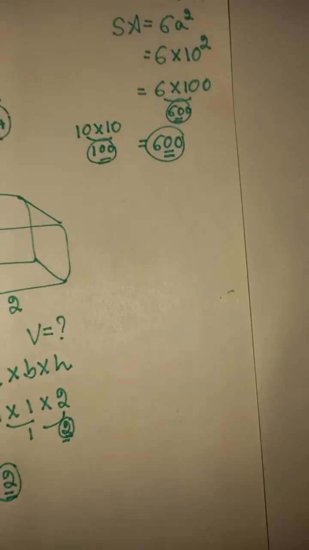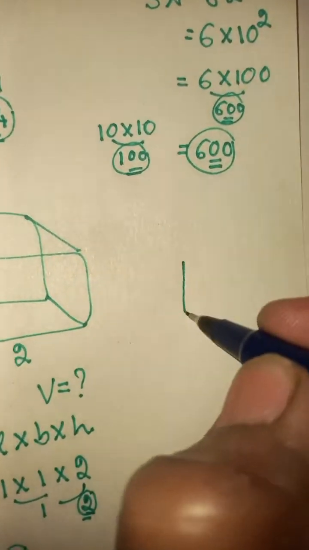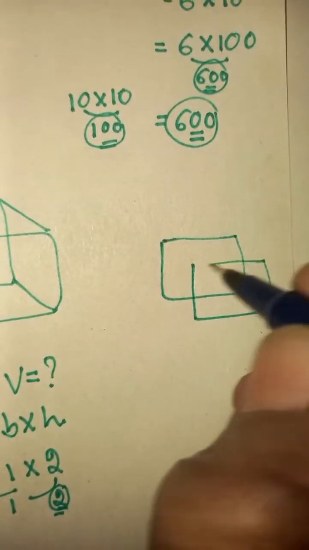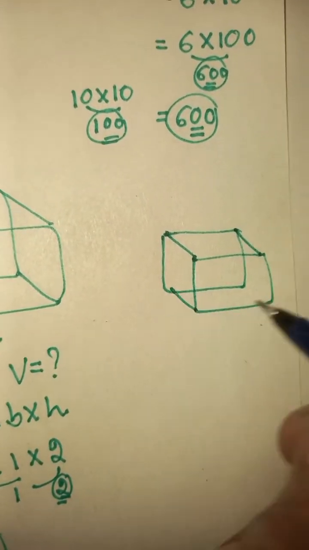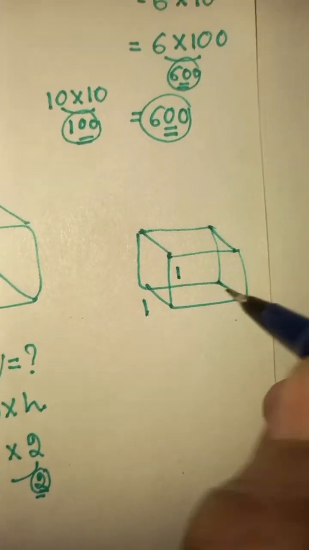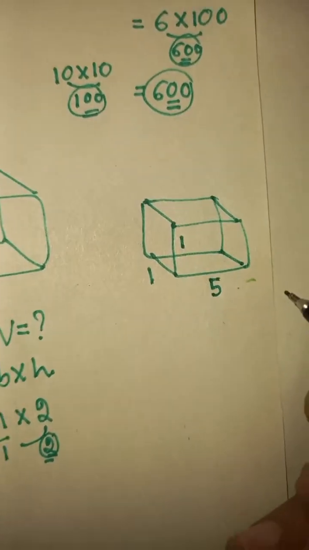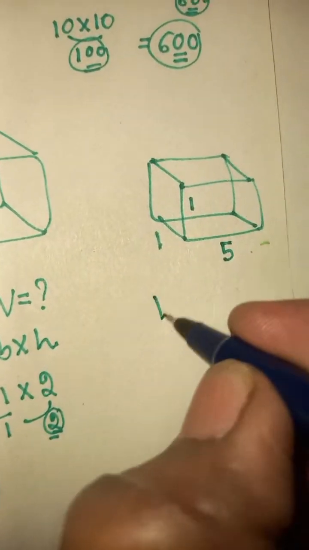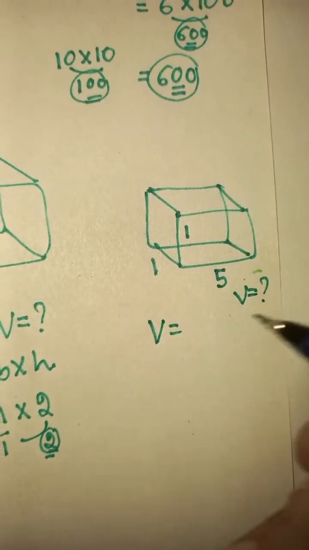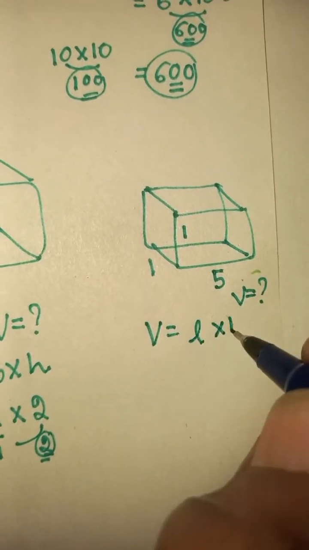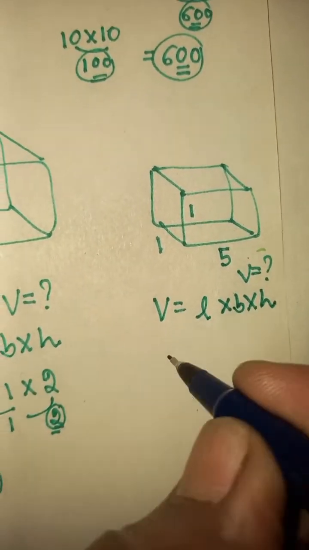Let's take another cuboid. Here in this very small cuboid, they told this side length is 1 unit, and this is 5 units. Here also in the same way, you need to find the volume. Volume of a cuboid is length times breadth times height.